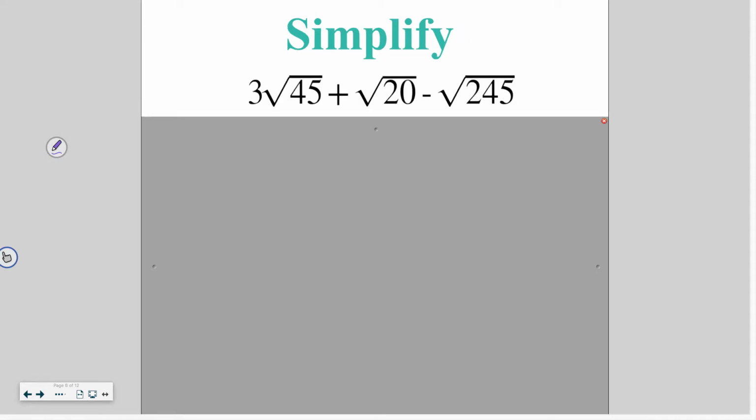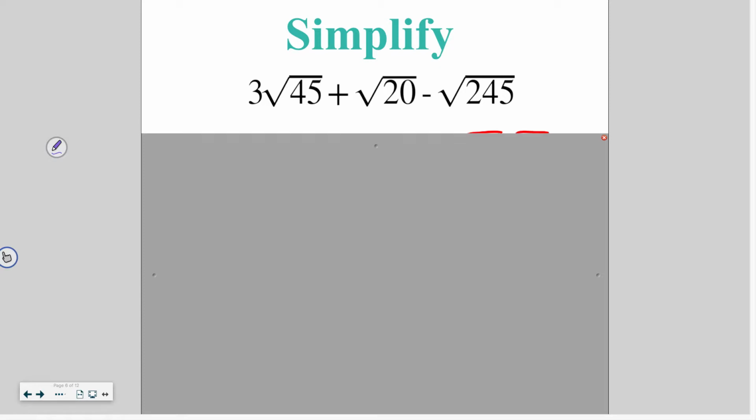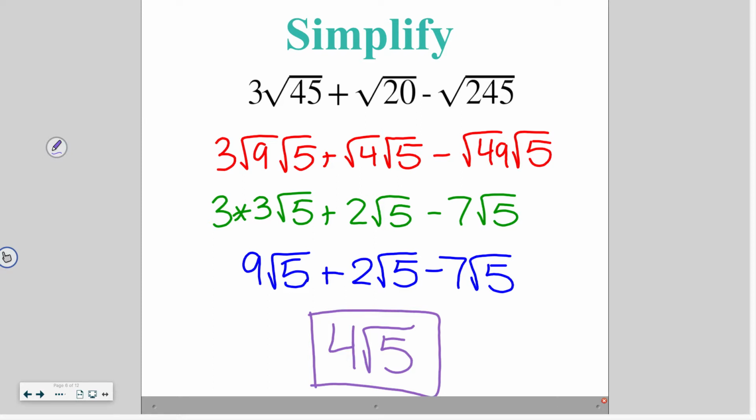Go ahead and try this one on your own, pausing and resuming the video when you are ready to go. So I can break down 45 into 9 and 5, 20 into 4 and 5, and 245 into 49 and 5. Simplifying each of those pieces, I end up with 9 square roots of 5 plus 2 square roots of 5 minus 7 square roots of 5. 9 plus 2 is 11. Minus 7 gives me 4 square roots of 5 for a final answer.